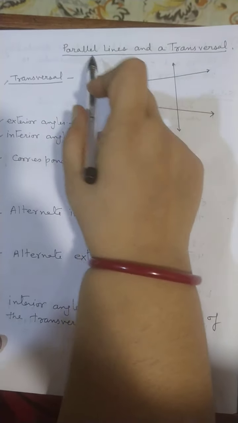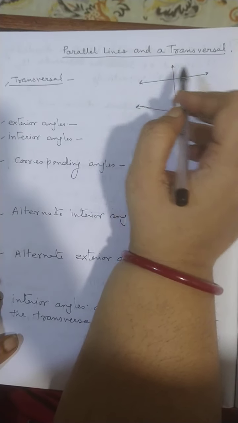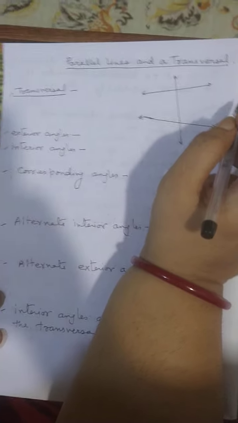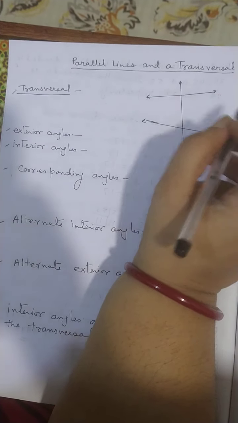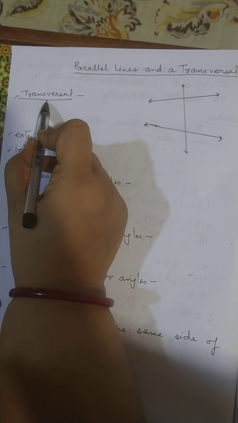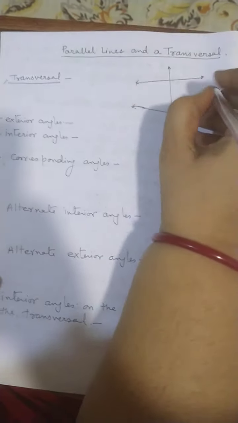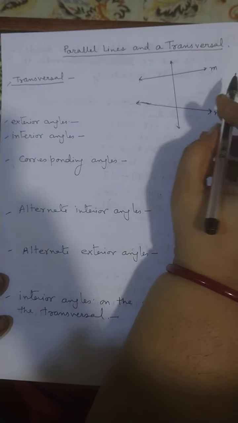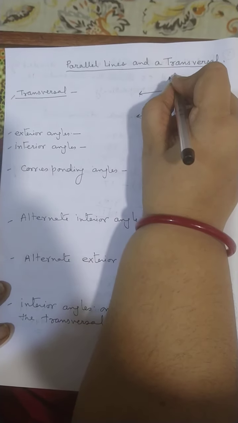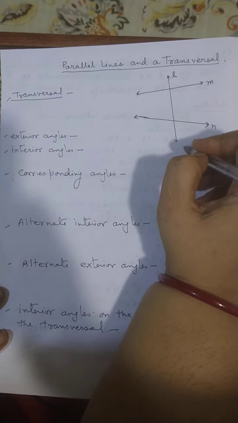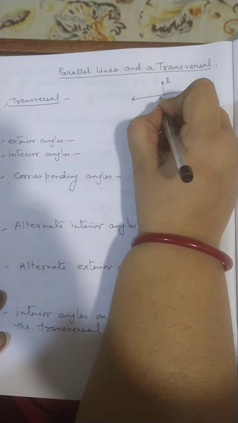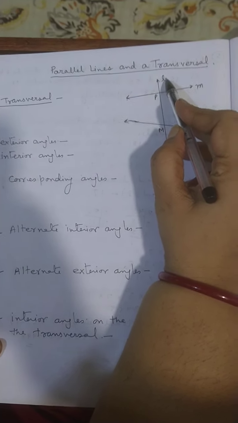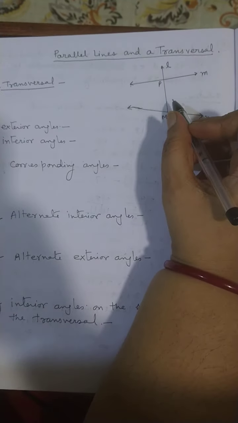So, today I will explain parallel lines and a transversal. First of all, we should know what is a transversal. For that, if there are two lines M and N and it is intersected by a third line L at two distinct points, then this line is called a transversal.